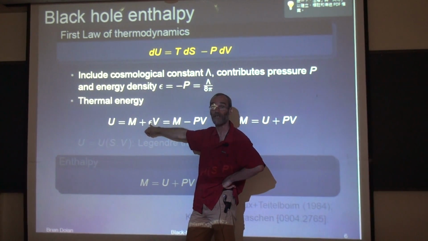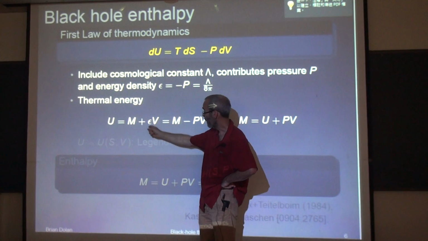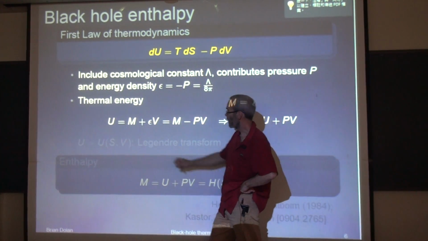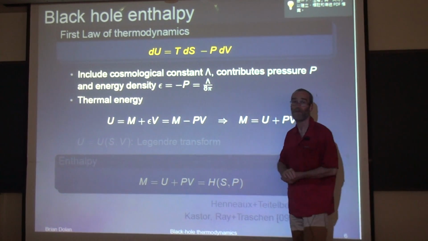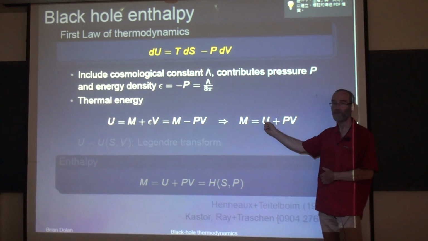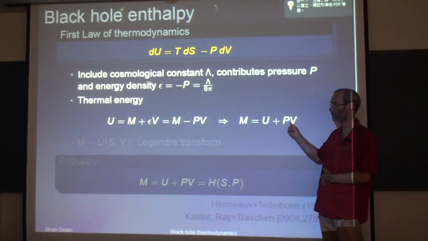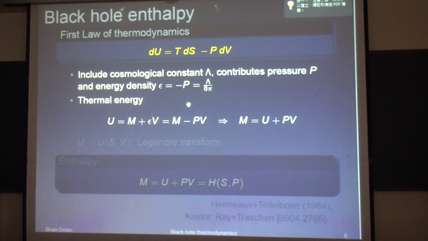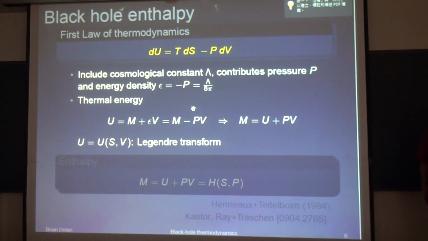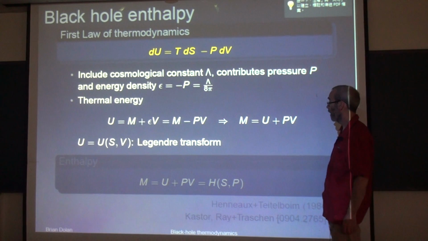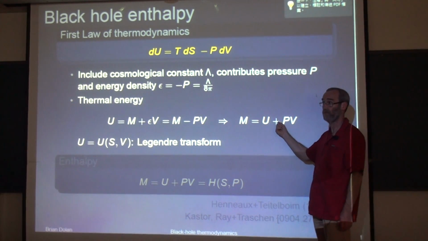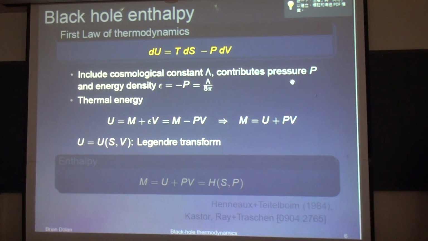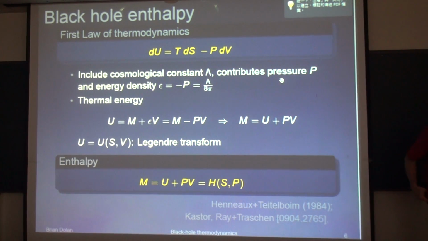So the vacuum has energy associated with it. But the energy density is minus the pressure. So the internal energy should be the mass minus pressure times the volume. The mass should be the internal energy plus PV. Now, if the internal energy U, as is usual in thermodynamics, is thought of as a function of entropy and volume, then this is a Legendre transform. And the mass of the black hole is actually the enthalpy of a thermodynamic system.